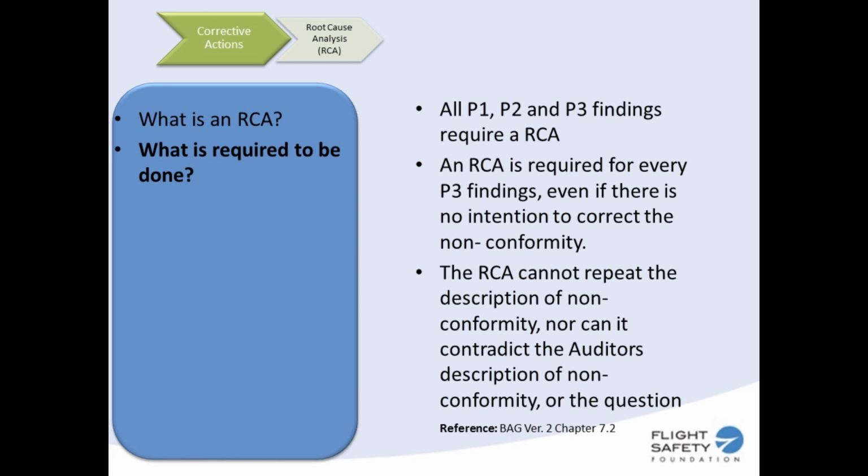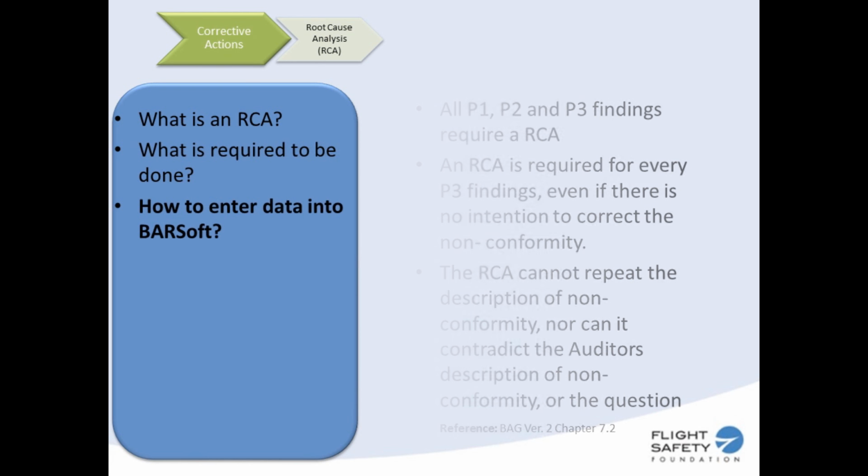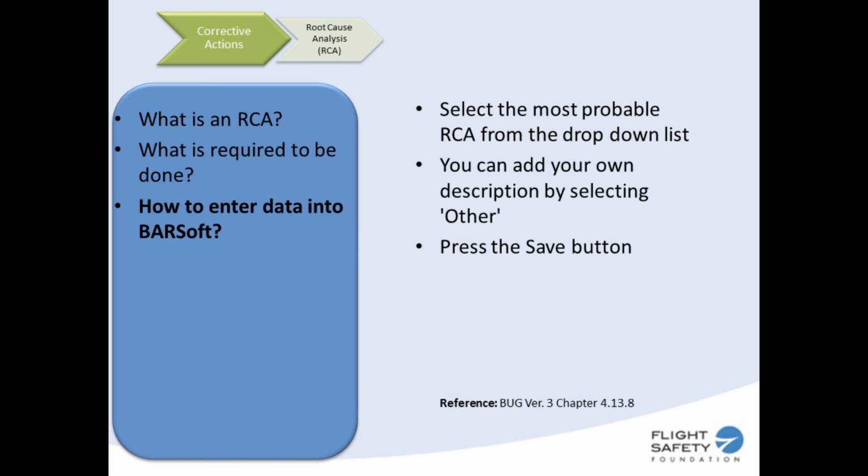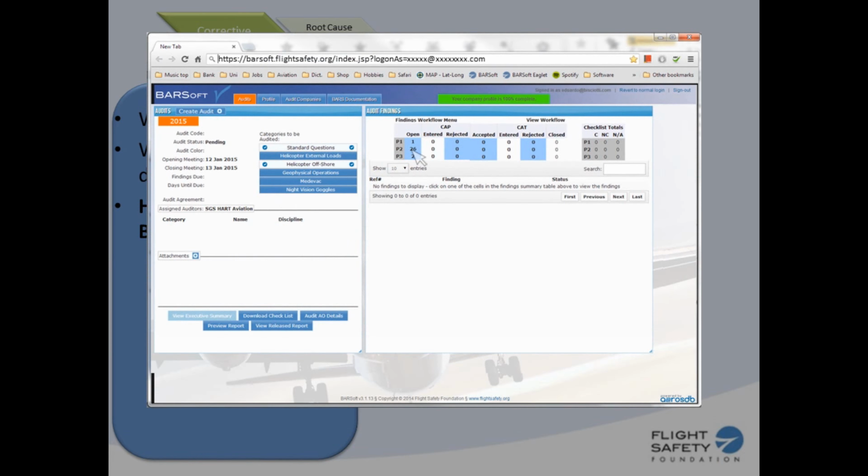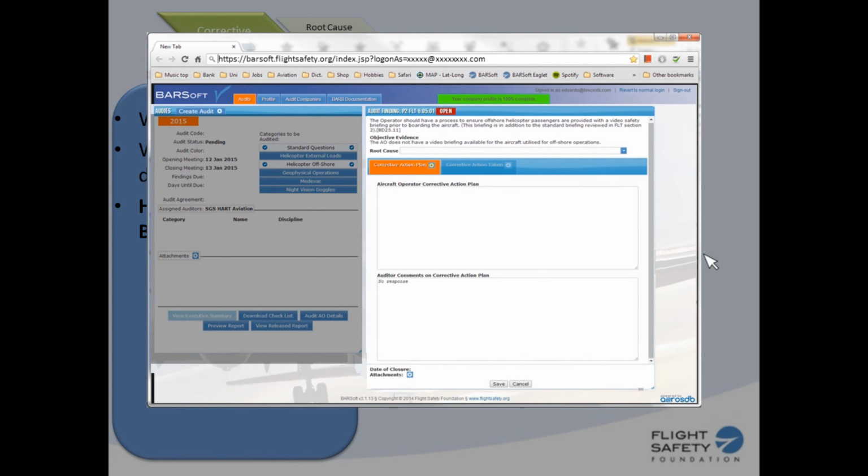Consider using the 5 whys methodology or the fishbone methodology for doing a good root cause analysis, which will ensure that the finding does not reoccur. There is a convenient drop-down list of possible root causes listed in BARSoft. You can use this, or you can develop your own root cause analysis information.